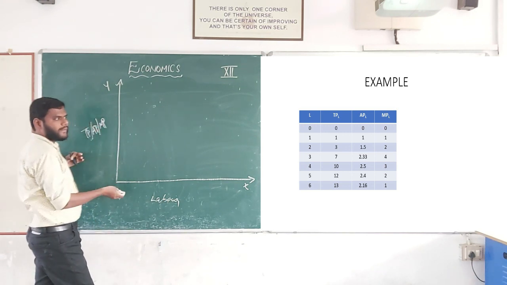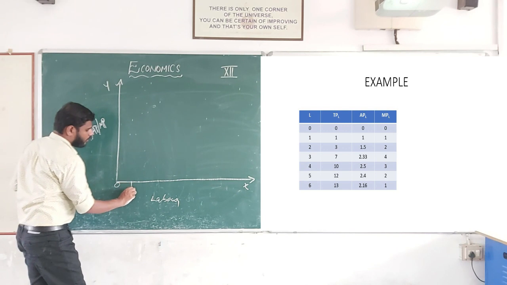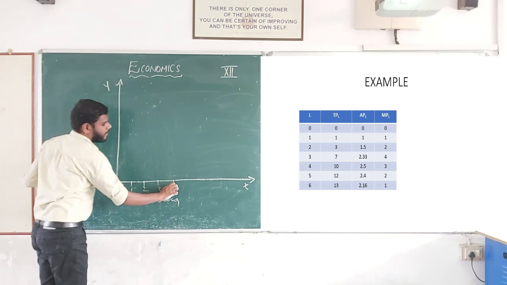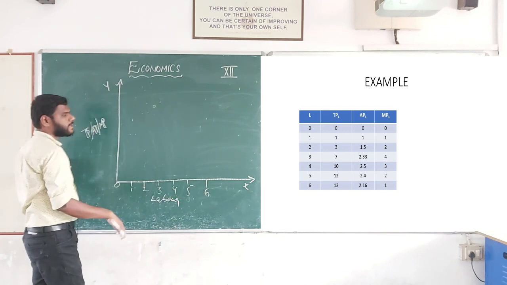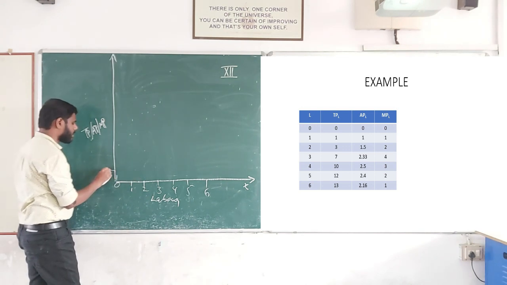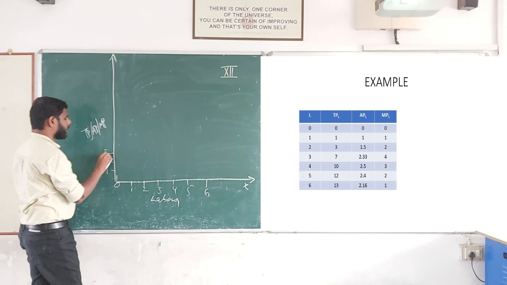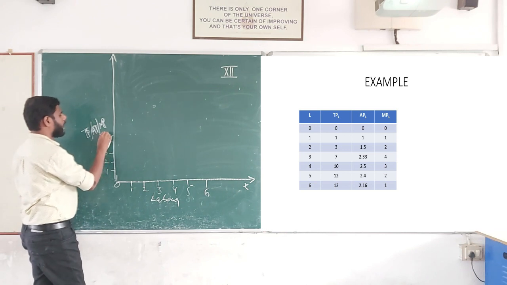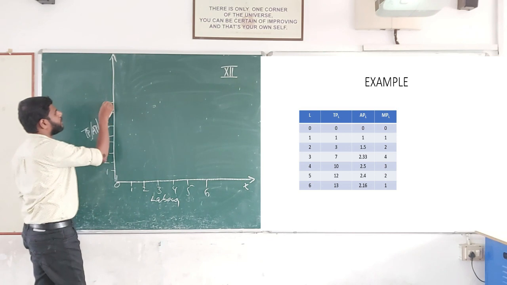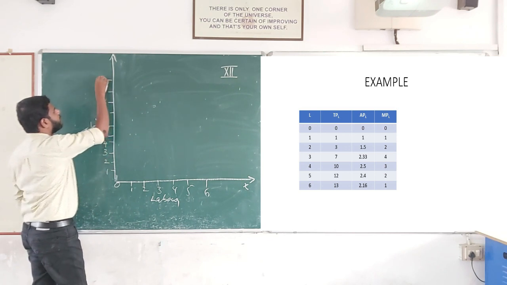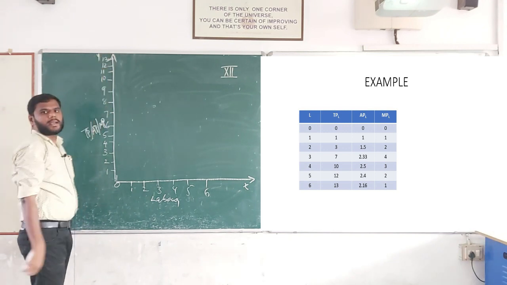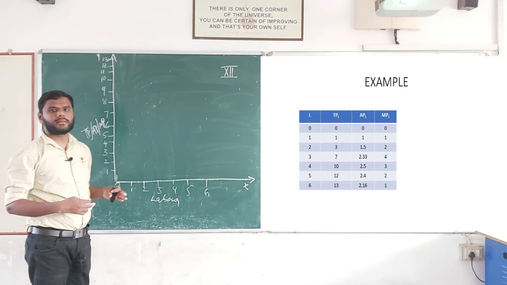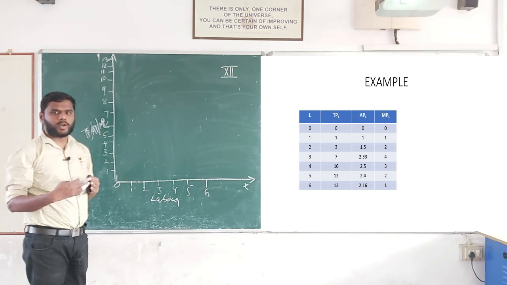Then we have to plot the values as usual, that is 0, 1, 2, 3, 4, 5 and 6 for labor. Then here we can take the values 1, 2, 3, 4, 5, 6, 7, 8, 9, 10, 11, 12 and 13. By using this table we can draw the total product, average product and marginal product.